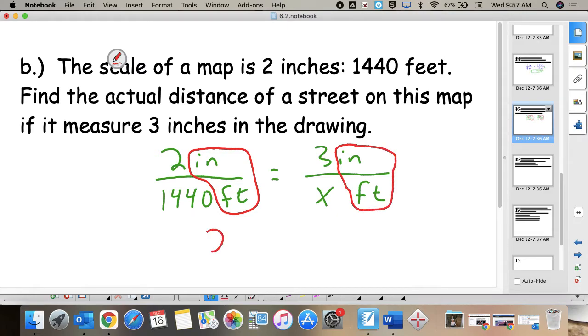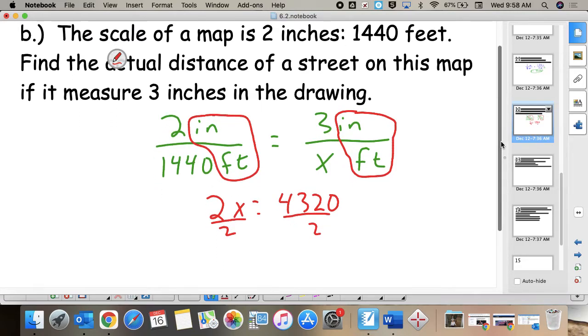Cross multiply: 2 times X is 2X. 1,440 times 3 is 4,320. And then we'll divide both sides by 2. 4,320 divided by 2 gives me 2,160. And we said that unit was going to be in feet.